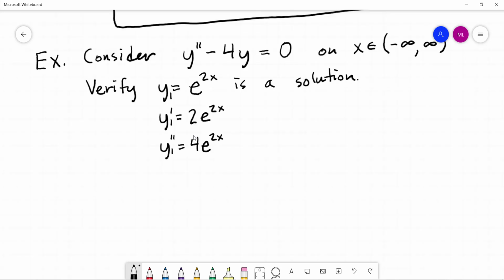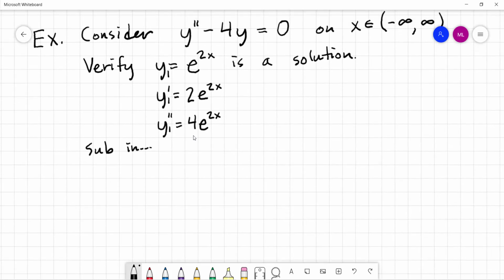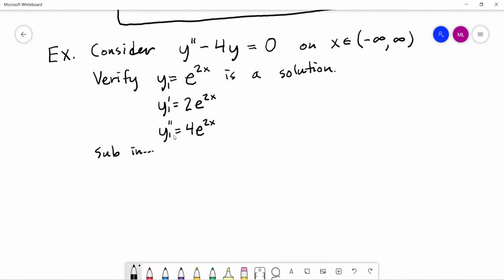And so when we plug these in, we'll get y1 double prime for our first term. So we'll get 4e to the 2x minus 4 times the original value of y, which was simply e to the 2x. And what does that equal? Well, I've got 4e to the 2x minus 4e to the 2x. We do indeed get 0. So we get something that does indeed work. 0 equals 0, basically. We've plugged it in. It satisfied the original condition.